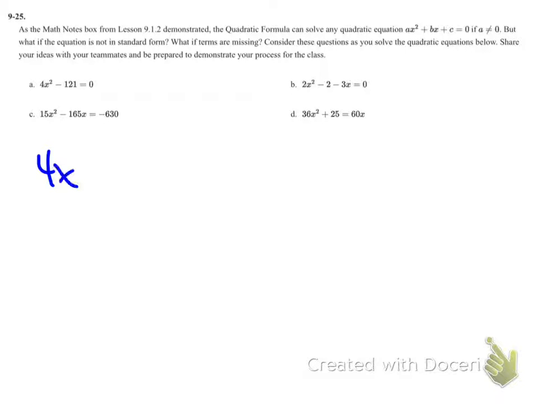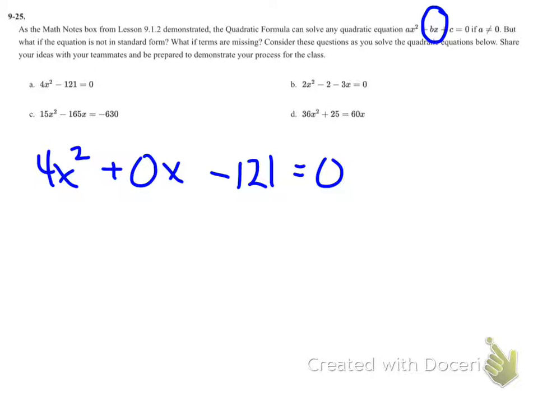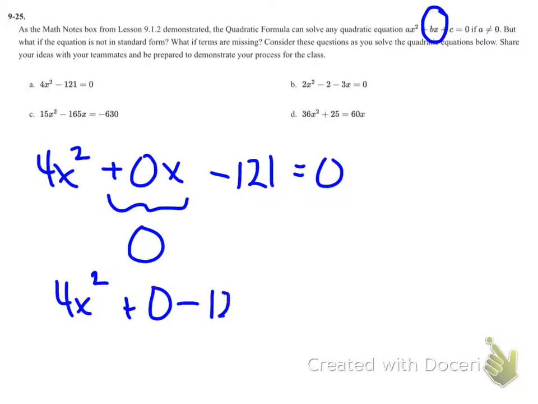We have 4x squared minus 121 equals 0. We are missing a term on this one. There's only two terms. It's a binomial, but we're normally working with a trinomial. We are missing our bx term. Well, if it's not involved in the problem, that means our b value is going to be 0. So if I wrote plus 0x, 0x just equals 0, so we'd have 4x squared plus 0 minus 121, and we don't need to write the 0. That's why the problem looks like this. So our b value is going to be 0 for this.